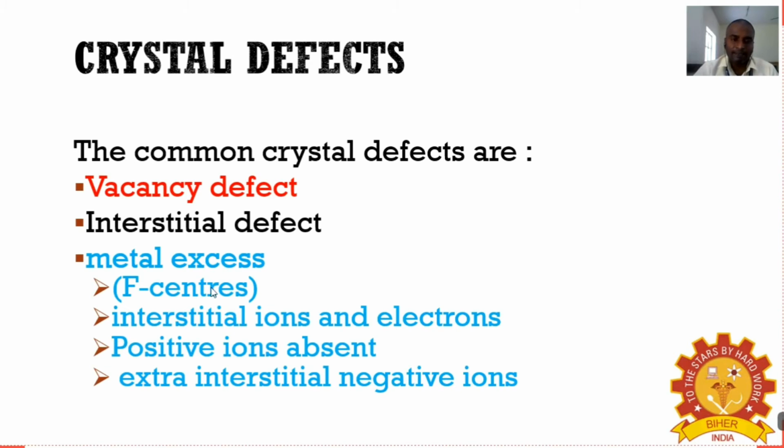Then the metal excess defect is further classified into 4 types. They are F centers, interstitial ions and electrons defect, positive ions absent defect, and extra interstitial negative ion defects. These are the defects of crystals we are going to discuss in detail.